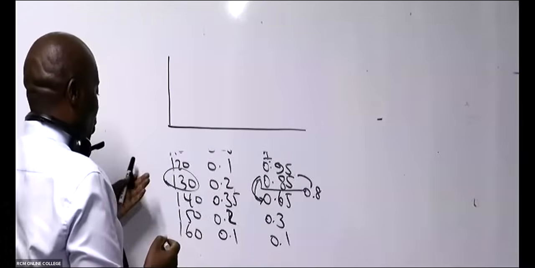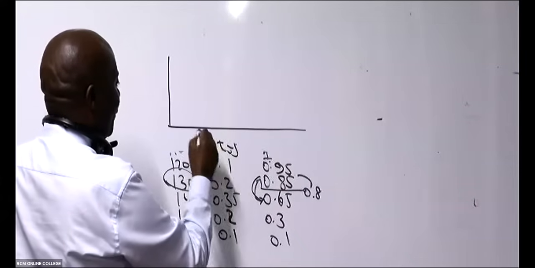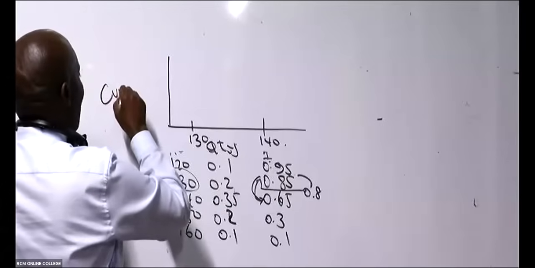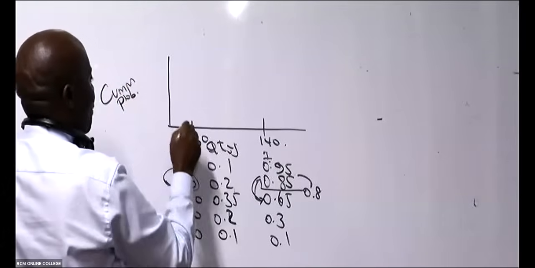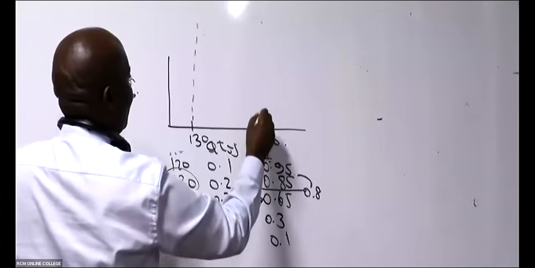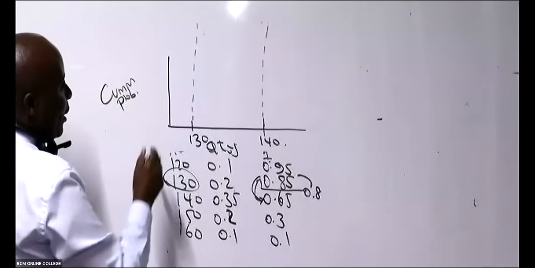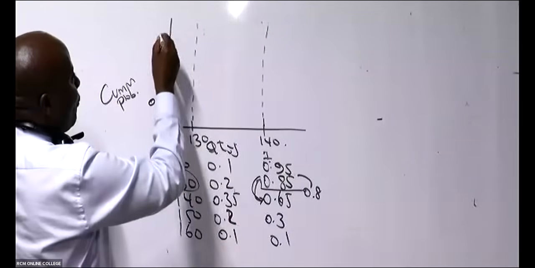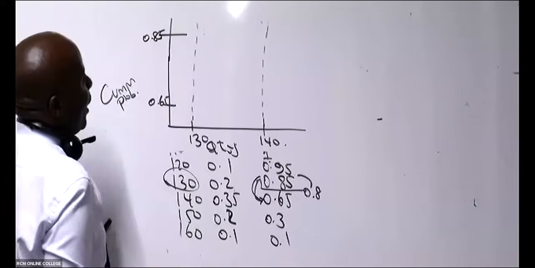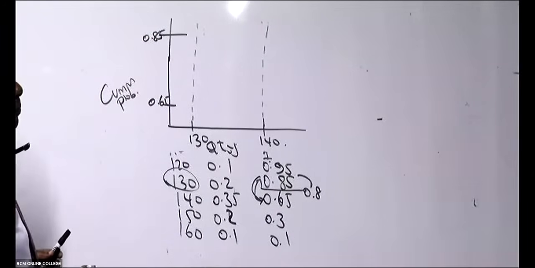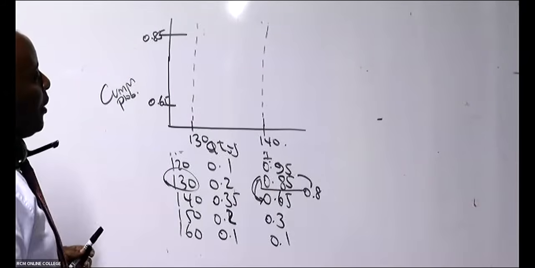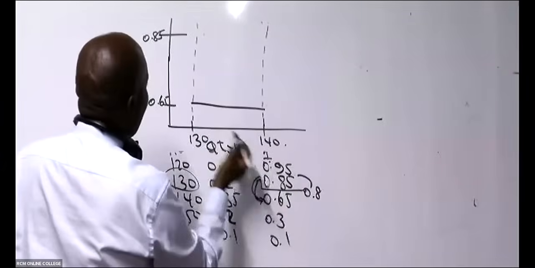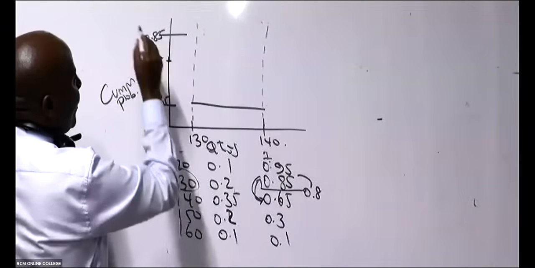Yeah, so we have our quantity here. This is 130, this is 140. We have our cumulative probabilities: here we have 0.65, and then we have 0.85. Of course we have this base like that, and in between we have 0.8.